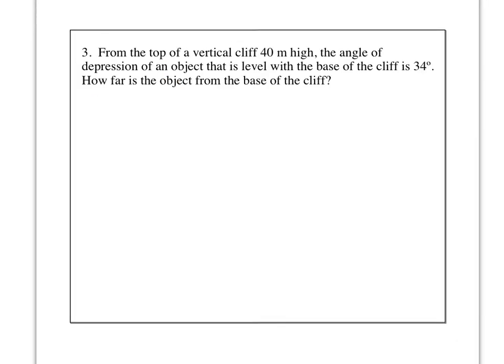Number 3. From the top of a vertical cliff 40 meters high, the angle of depression of an object that is level with the base of the cliff is 34 degrees. So basically, you have a cliff here. The cliff is 40 meters tall. Maybe you can stand up here and take a look off into the distance, right? Well, they see an object. Who knows what the object is? Maybe there's a little moose down here or something.